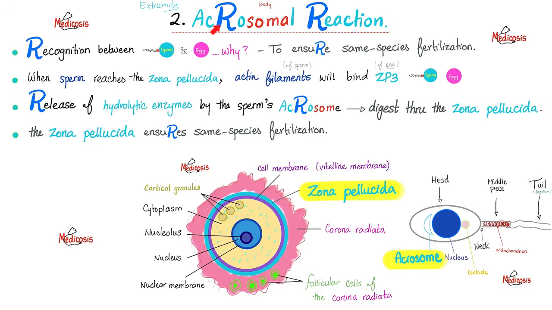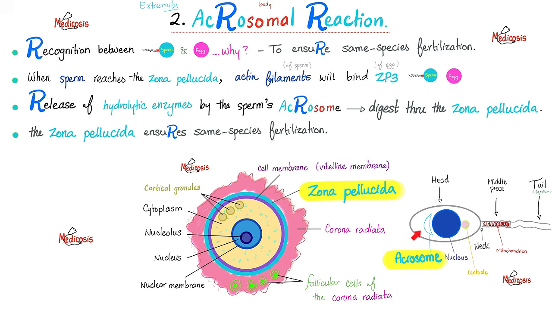Next is the acrosome reaction. In order for fertilization to take place, the sperm and the oocyte need to recognize one another. Why? To ensure same species fertilization, so that you do not end up with a child that is half human and half goat. Unless your child is Lionel Messi, in which case the acrosomal reaction has left the chat.